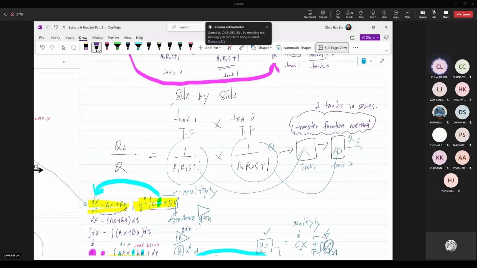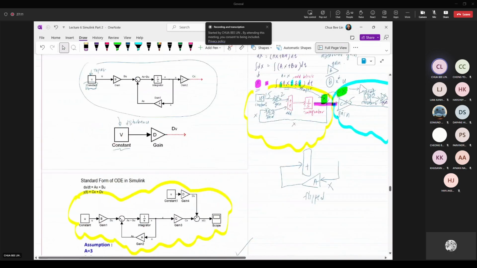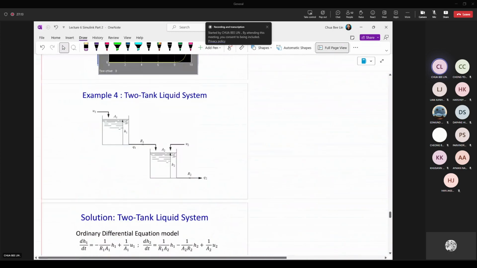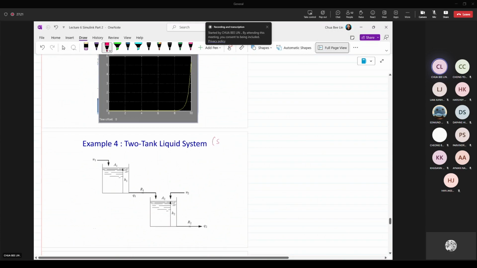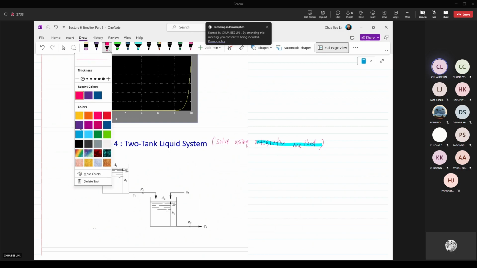Okay, now with the same scenario, we are going to solve the two tanks in series using the integration method. So this one, we will be solving using the integration method. Okay. So the integration method also will start with the mass balance.